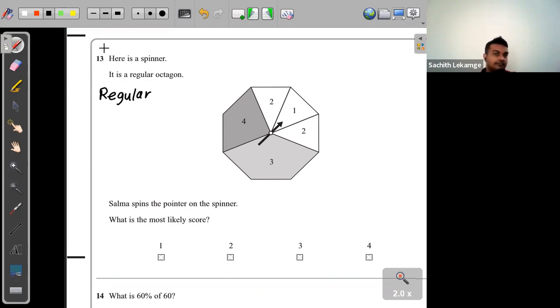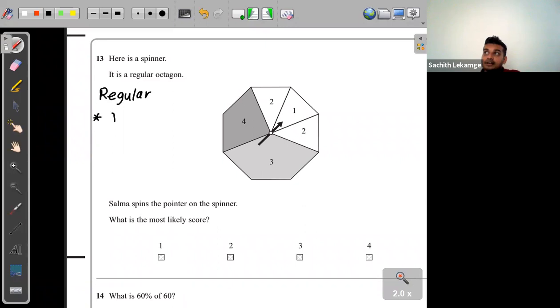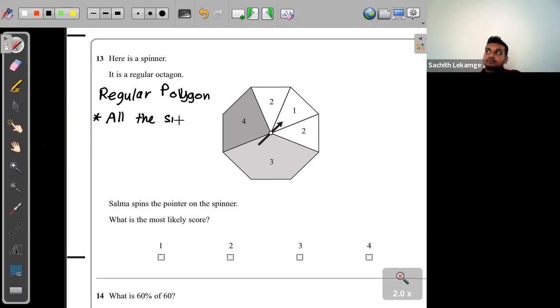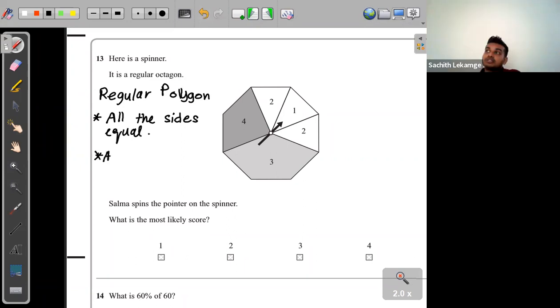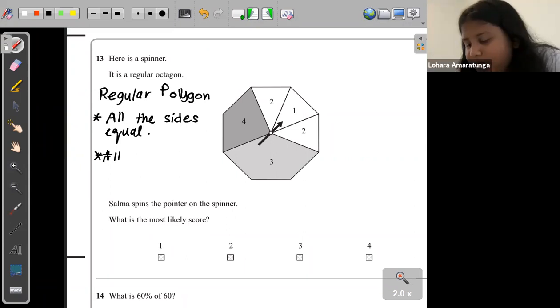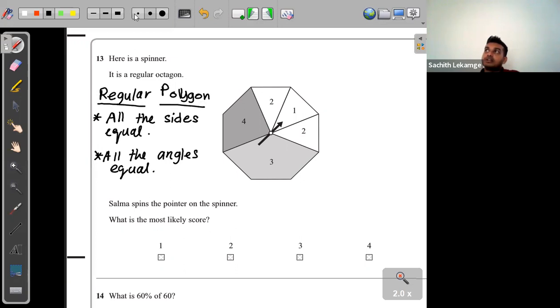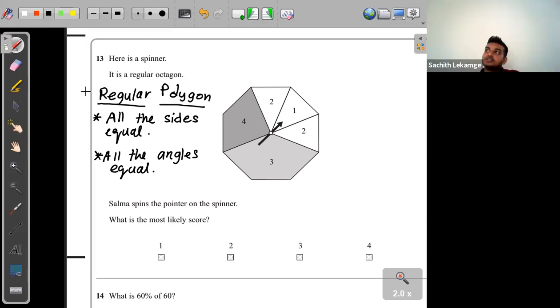An octagon. When a polygon is regular, all the sides are the same. I totally agree. All the angles are the same. Very good. All the sides equal, all the angles equal. Both of these conditions should be fulfilled, not only one. Now remember, both conditions should be fulfilled to be a regular polygon, not one. I'm just giving these points. Maybe you don't need these points in this question, but in future you might need them.